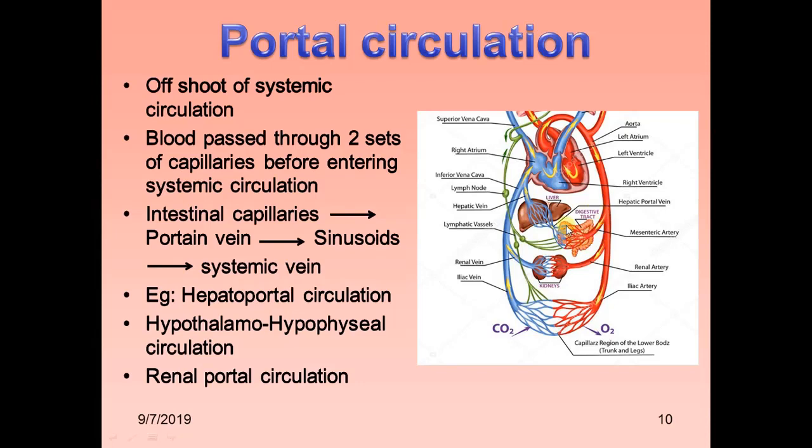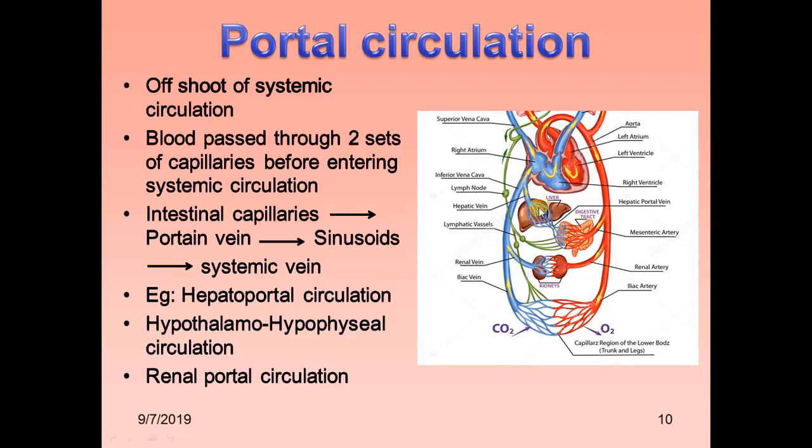So first set of capillaries starts from the intestine, and what happens is they form a vein which is actually called the portal vein. From the portal vein, as it enters the liver, it breaks into another set of capillaries, and then the hepatic vein is formed, and ultimately this hepatic vein has to open into the systemic vein, which is the inferior vena cava. So from the intestinal capillaries, one set, portal vein.